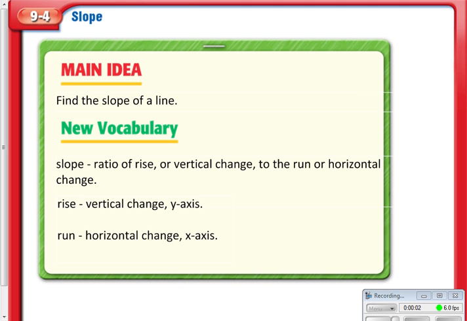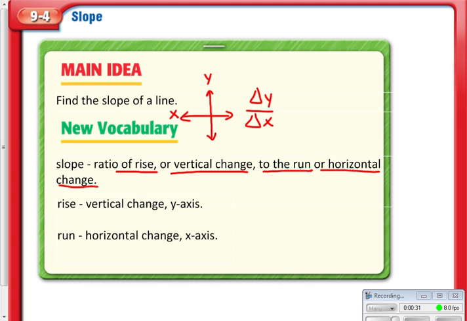9.4 covers slope. We're going to find the slope of a line today. Slope is basically the ratio of rise, also known as the vertical change. The rise, or vertical change, is on your vertical axis, which would be your y-axis. So the ratio is rise over run. Run is our horizontal change. The horizontal change is on your x-axis, so it would be the change in x. So, change in y over change in x.